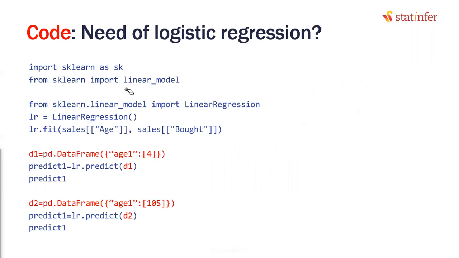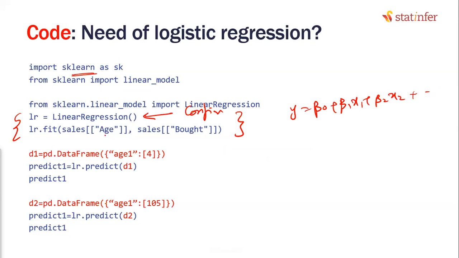So here is the syntax for building the linear regression model using the sklearn package. Import sklearn: from sklearn.linear_model import LinearRegression. These are the two important lines while building the model. LR equal to LinearRegression. This is the configuration. The moment you say this, y equal to beta naught plus beta 1 x1, beta 2 x2, and so on, that skeleton will be formed. Now lr.fit, this is the second important line.